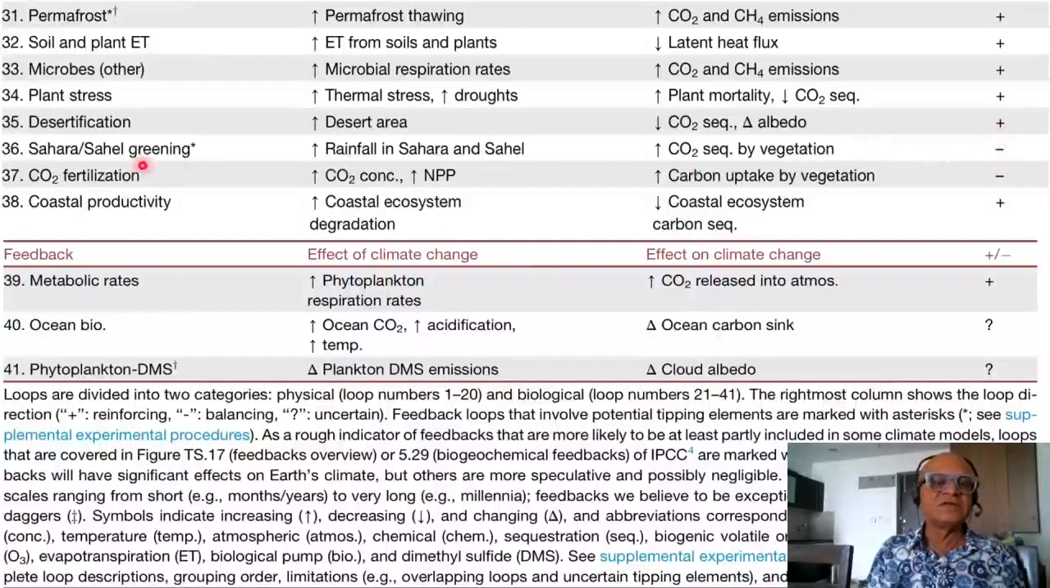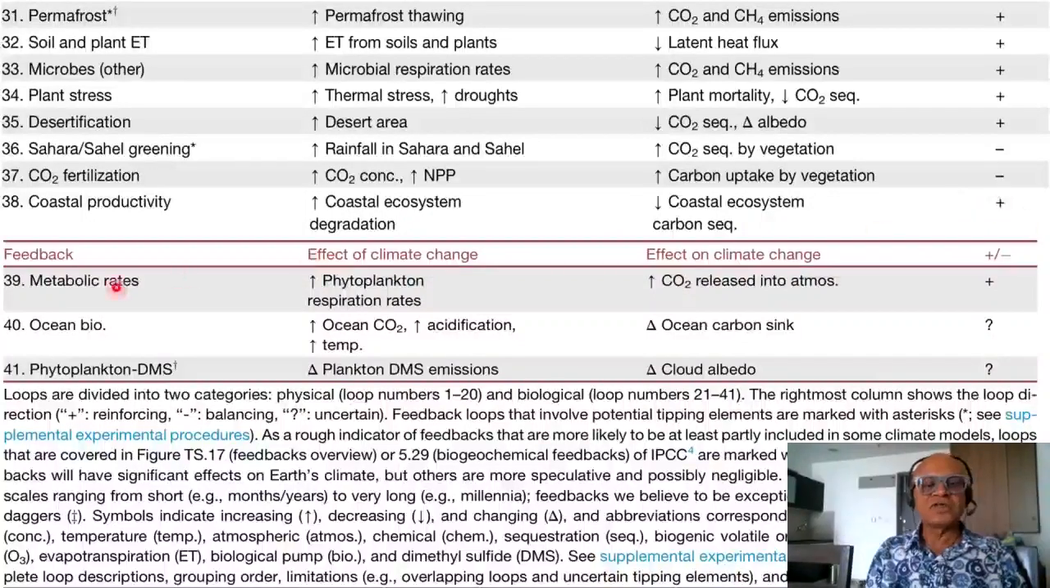Desertification: desert areas can increase, which means sequestration of CO2 is decreased, albedo changes, so a net positive feedback is possible there. Sahara and Sahel greening: rainfall in the Sahara and Sahel can increase, CO2 sequestration by vegetation can increase, leading to a negative feedback. CO2 fertilization effect: increased CO2 has an impact on net primary production, which can increase carbon uptake and be a negative feedback. Coastal productivity: ecosystem degradation is an issue, reducing coastal ecosystem carbon sequestration and becoming a positive feedback.